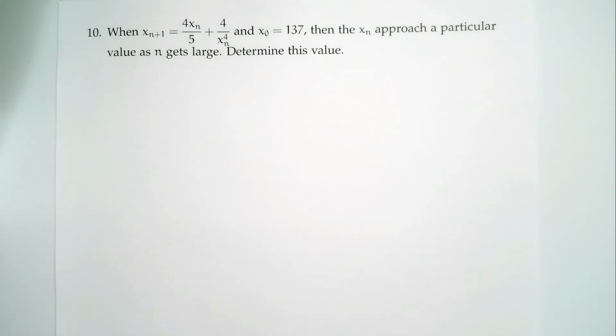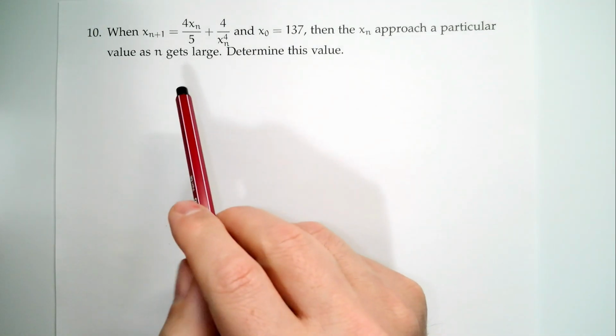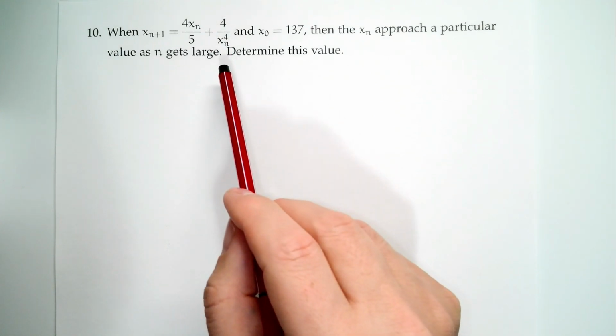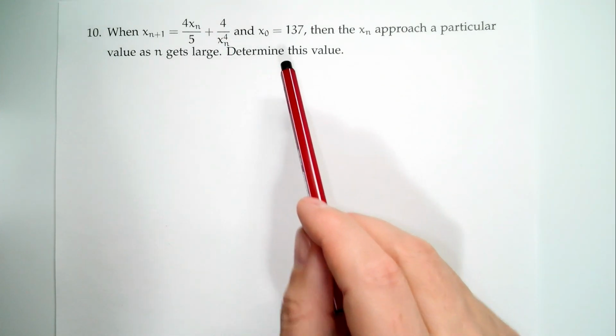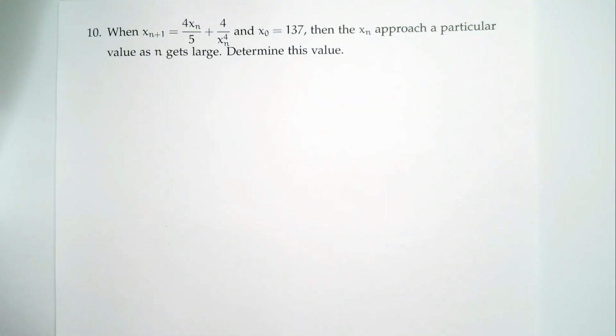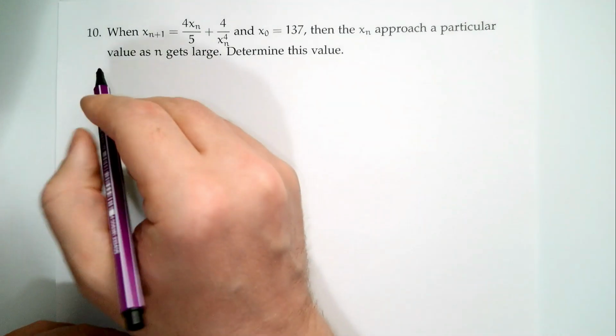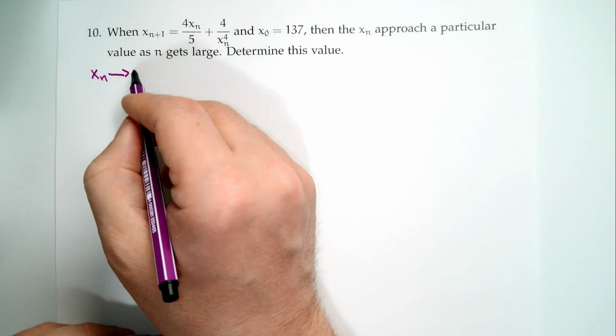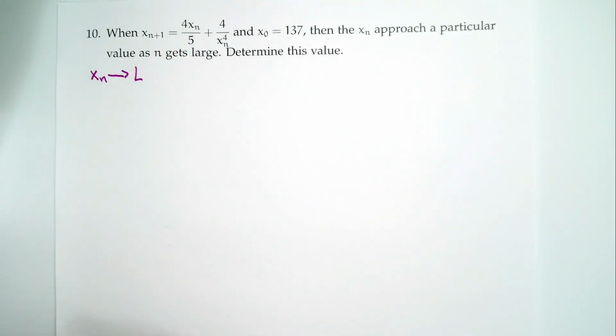So we're told xn plus 1 equals 4xn over 5 plus 4 over xn to the 4th, and x0 equals 137. And then we're told that the xn approach a particular value as n gets large. Determine what the value is. Well, that says that our xn is getting close to some number. Let's call it L. And we want to find what L is.